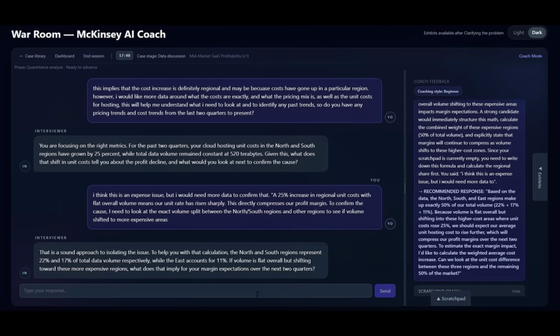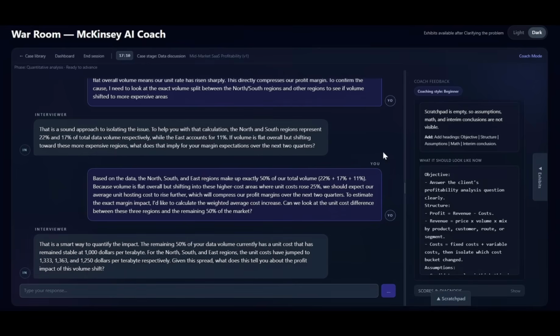Now, to estimate the exact margin impact, we need to calculate a weighted average cost increase, which is a really sensible approach. But to do this, we need to look at the unit cost difference. So this is where we're just asking for more data to clarify exactly what we're looking at. Great. So now we have more numbers.